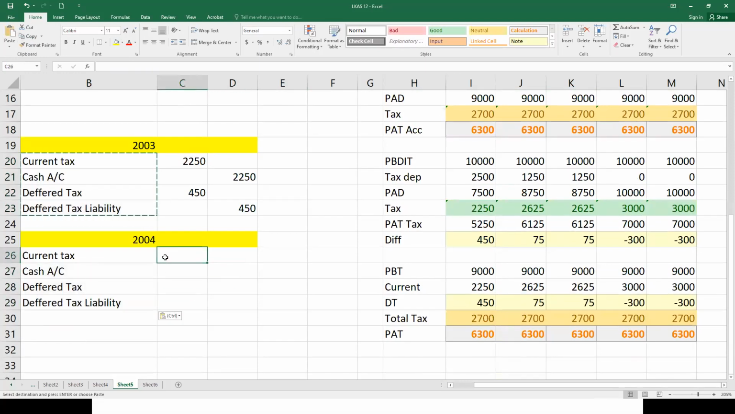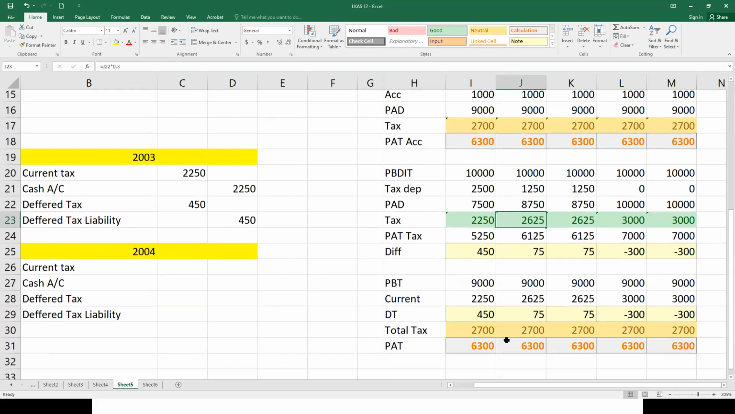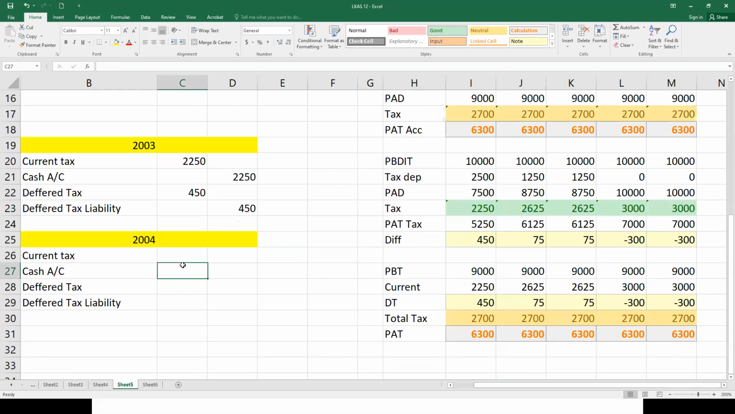Here, current tax. How much current tax in 2004? Any answers? 2,625. Good. 2,625. And cash account is also the same, cash account or tax payable.